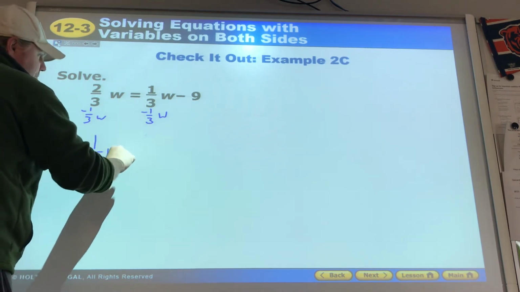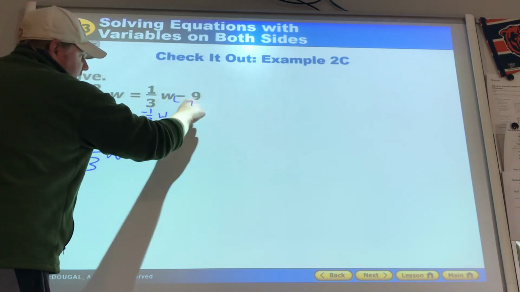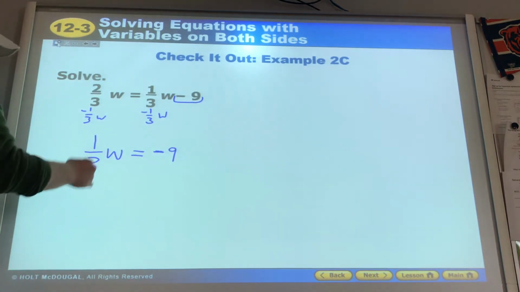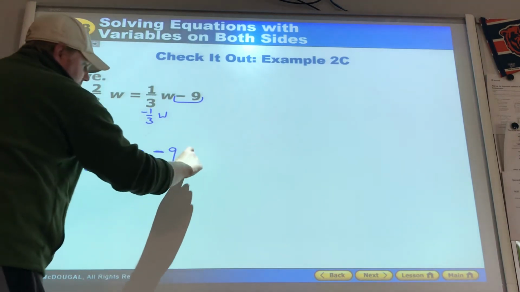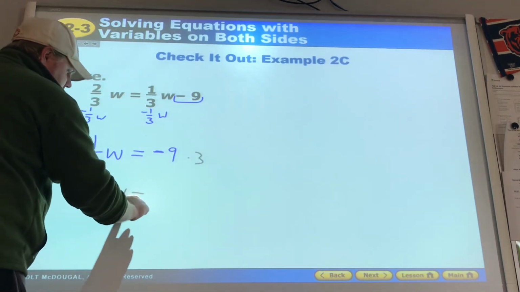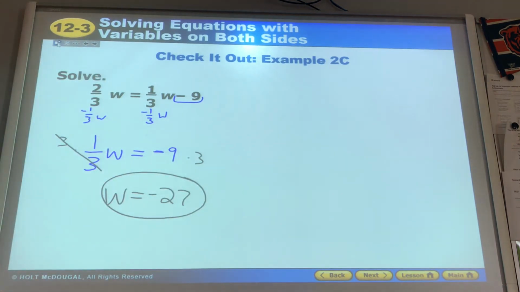1/3 W equals -9. Don't forget to bring that sign that's with it down. Okay? I know I need to multiply by 3. Goodbye, 1/3. Multiply by 3. W equals -27 for our answer.